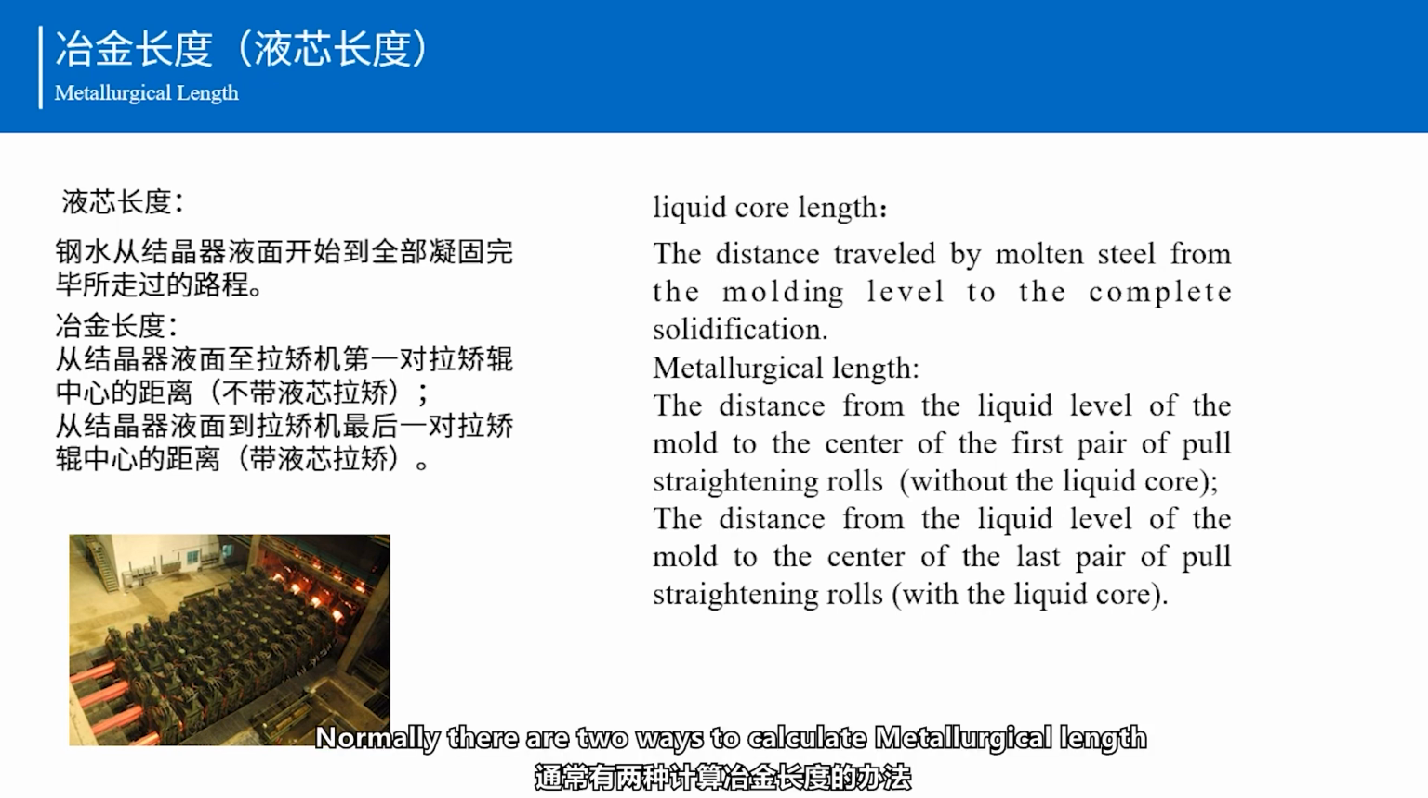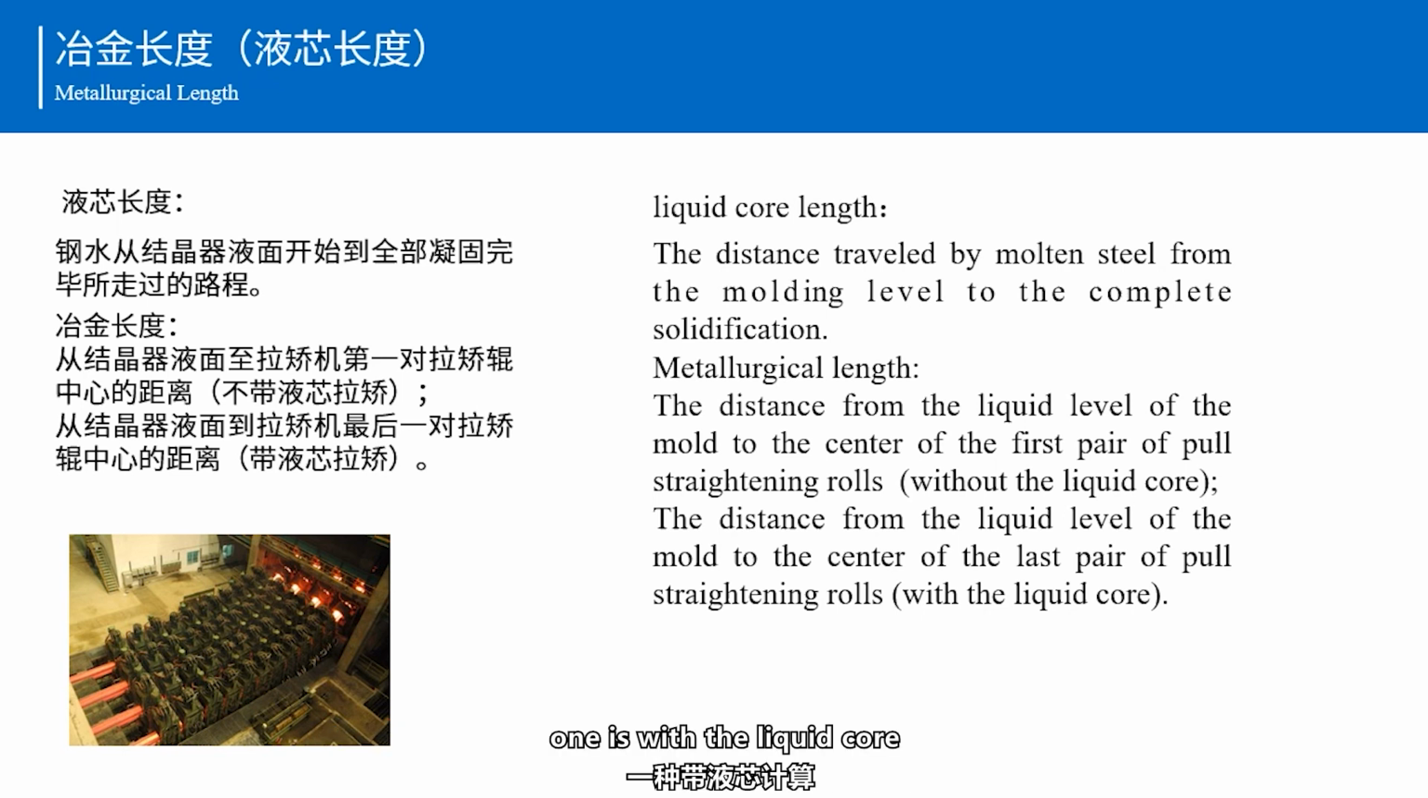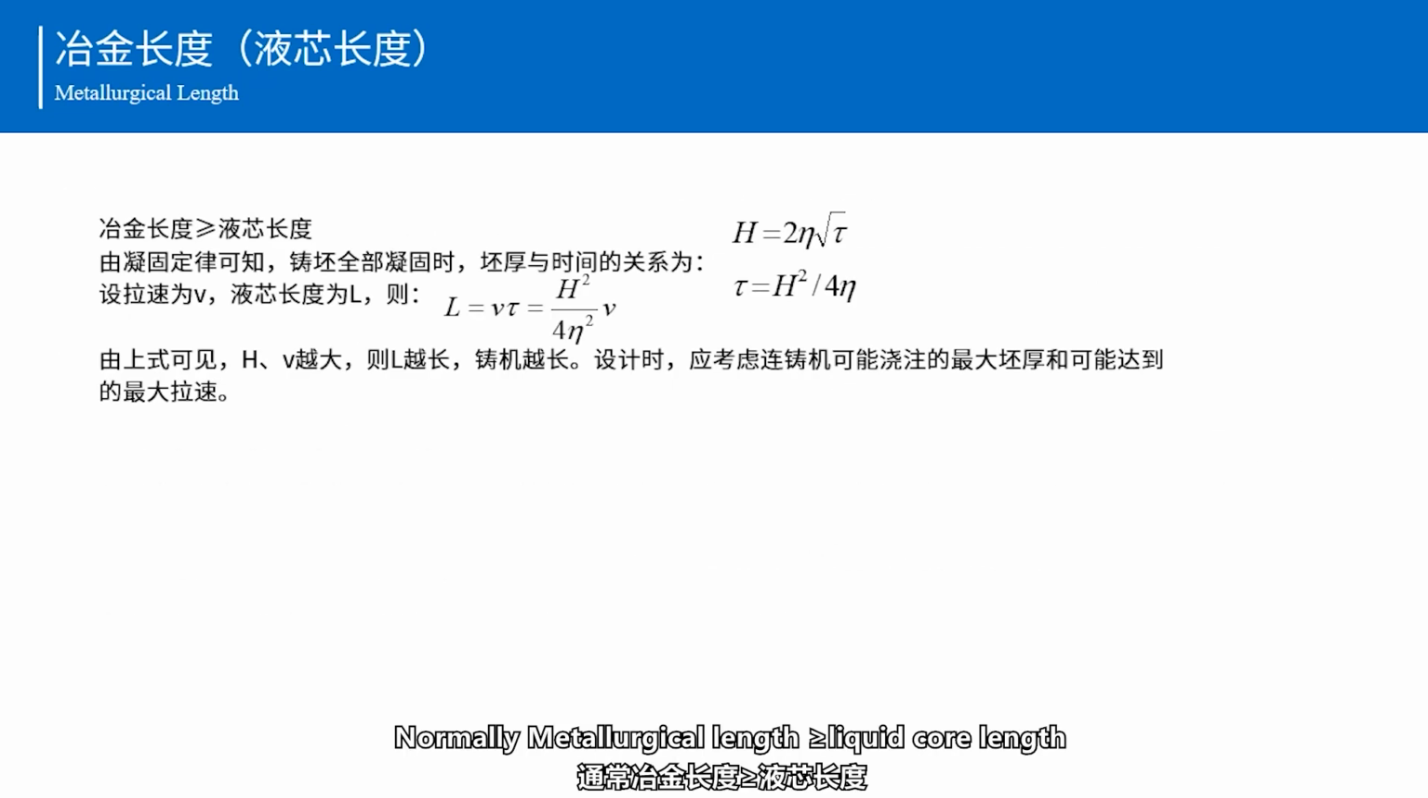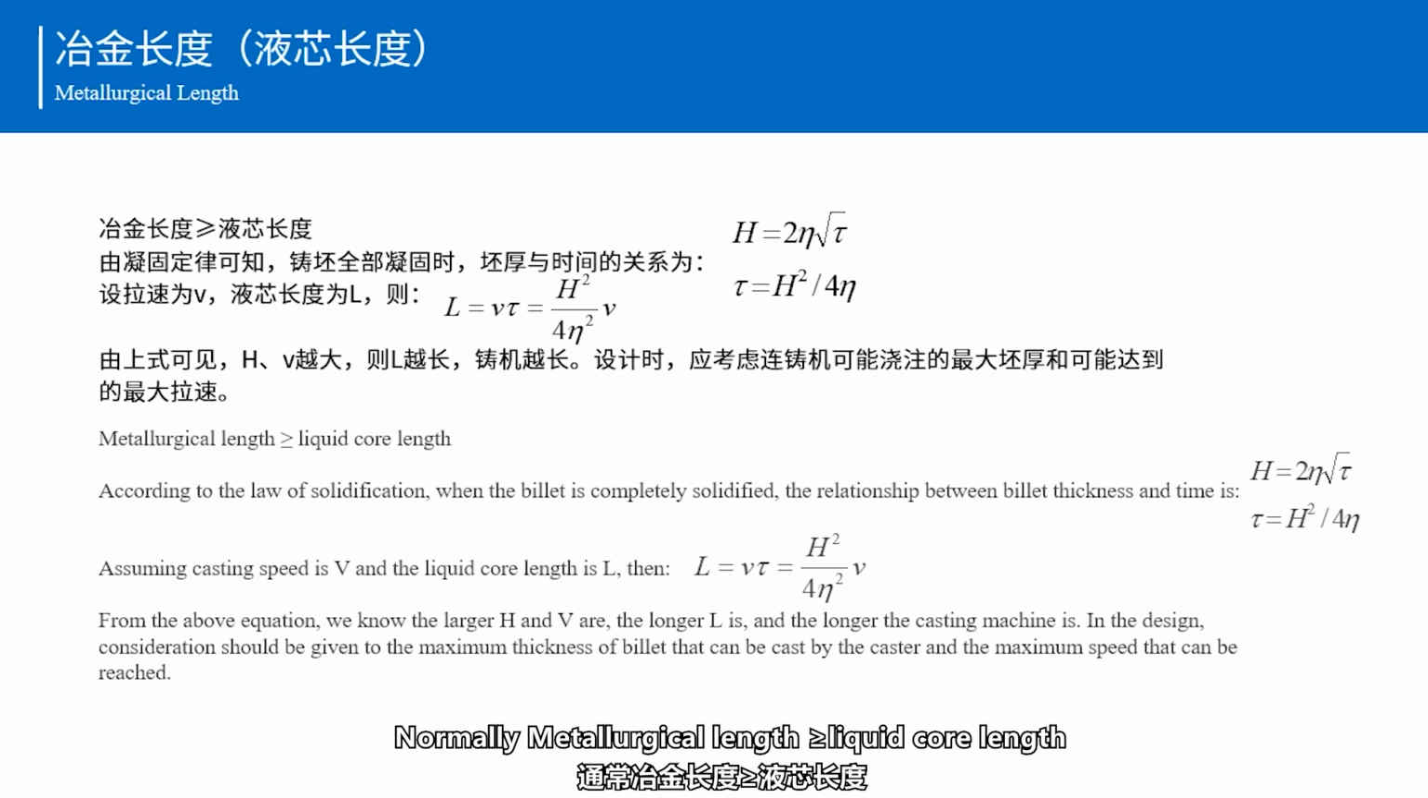Normally, there are two ways to calculate metallurgical length. One is with the liquid core, the other is without the liquid core. Normally, metallurgical length is greater than or equal to liquid core length.